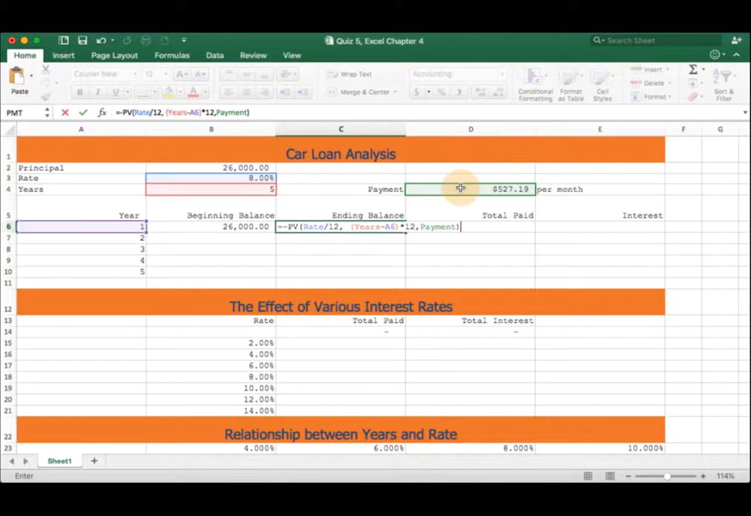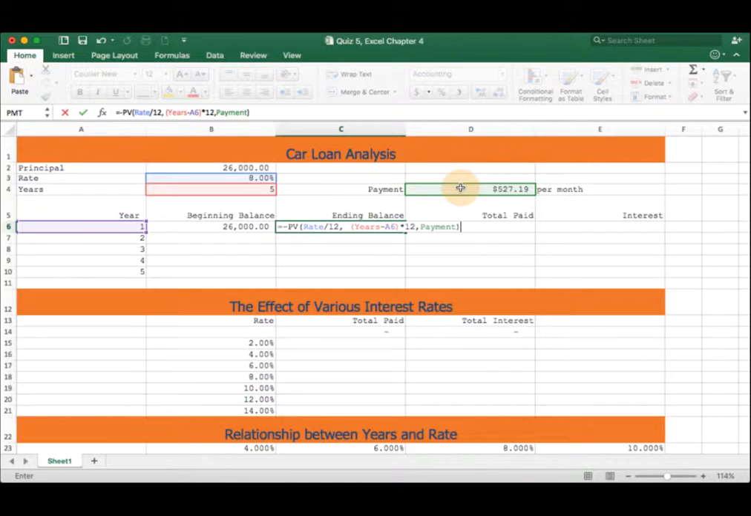I'm sorry guys, I know this is very complicated, but we have to use the PV function to calculate our ending balance, because the way banks calculate their loan, their mortgage, is so complicated. Trust me, using PV is much more convenient than using some other formula to calculate your ending balance for the first year.